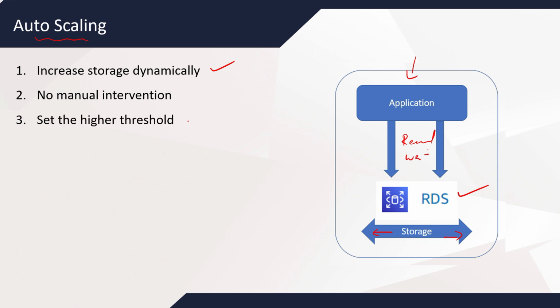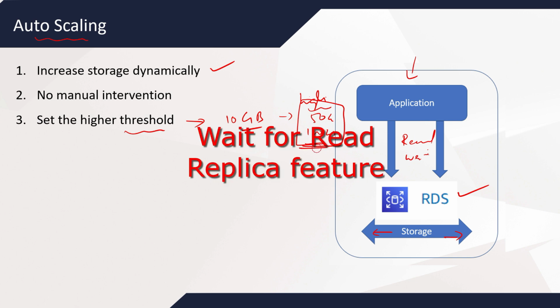And all you have to do is set up a higher threshold. For example, today you have 10 GB worth of database. You will have to give a higher limit, or it's called a threshold. You can give 50 GB or 100 GB, and what will happen is it will automatically scale only up until this threshold. So it should not be like 10 terabytes, 20 terabytes, right? So in order to make sure we set the proper threshold, this auto scaling will always follow this threshold limit.